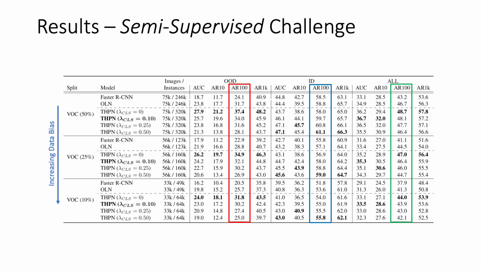THPN, on the other hand, can be tuned to easily outperform the baselines on all splits. Interestingly, a THPN with lambda equals 0.1, trained with just 25% of the labeled VOC samples, can outperform a Faster R-CNN model trained with 100% of VOC samples.